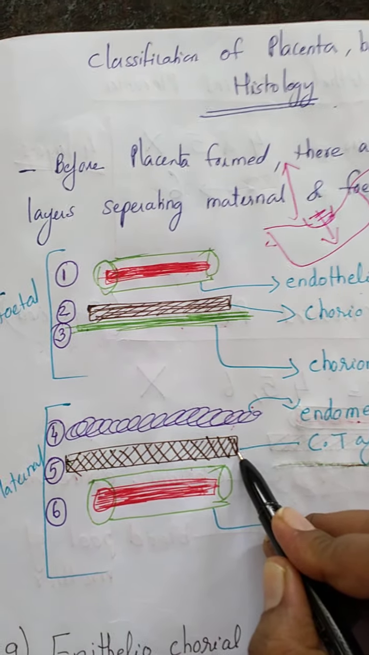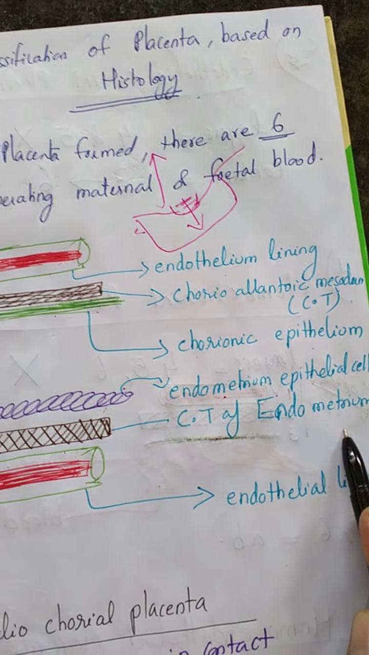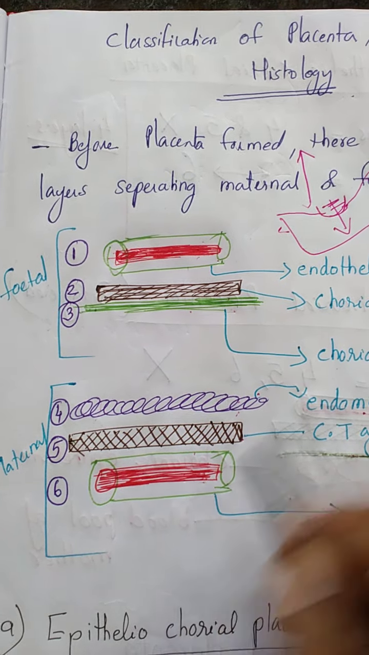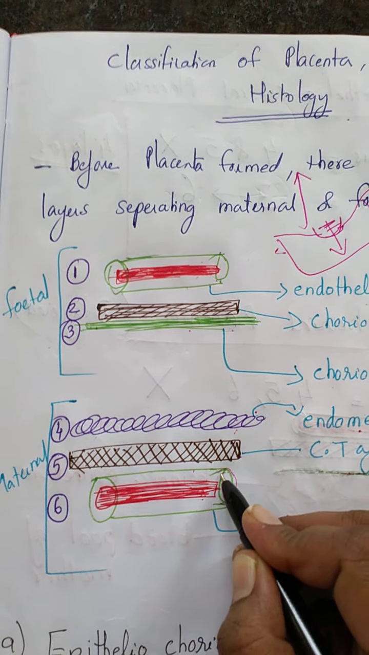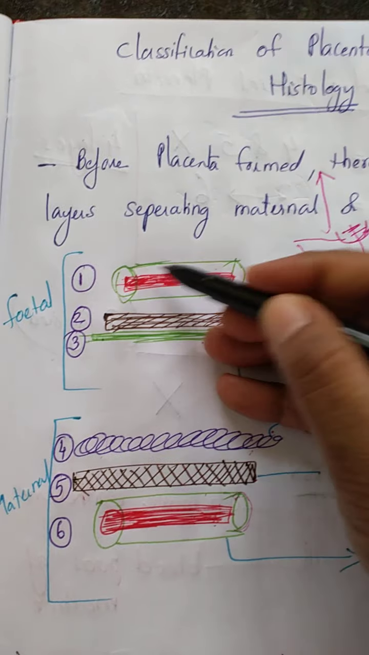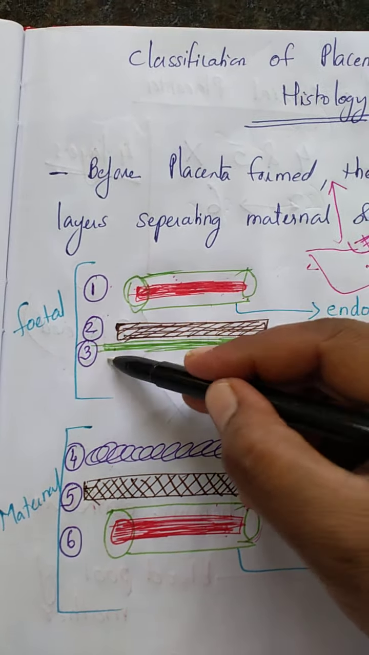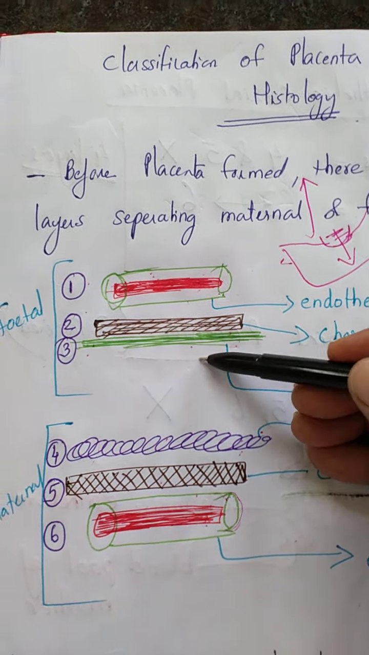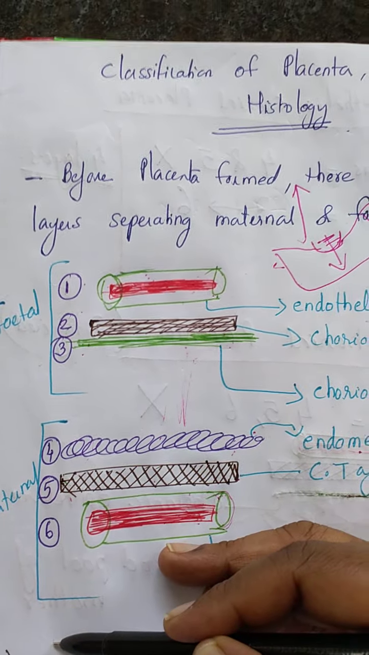Under that, the layer of tissue is the connective tissue of the endometrium. Then she will have the blood circulation, the blood vessel, which is covered by endothelium, and this will be the maternal endothelium. So in that way, starting from the fetal endothelium, we have 1, 2, 3, 4, 5, 6 layers. I have shown you a gap here so that we can understand which are the 3 layers.